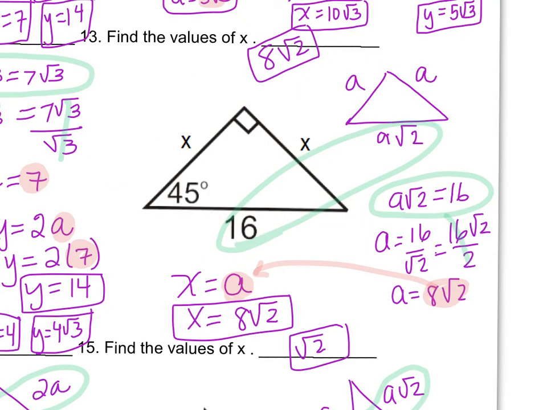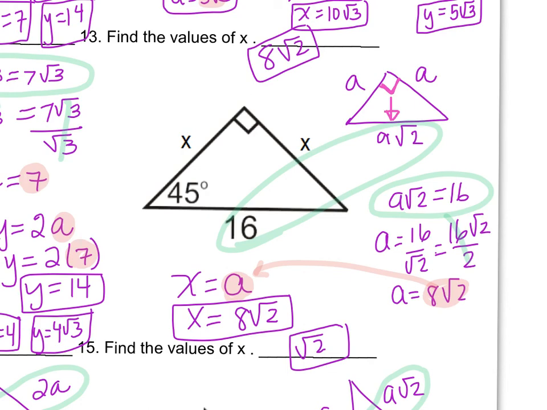Number 13. This is a 45, 45, 90, which means it's going to be a 1, 1, square root of 2. So this is a 1, this is a 1, and this is a 1 square root of 2. Remember, your square root of 2's always belong across from the 90-degree angle.